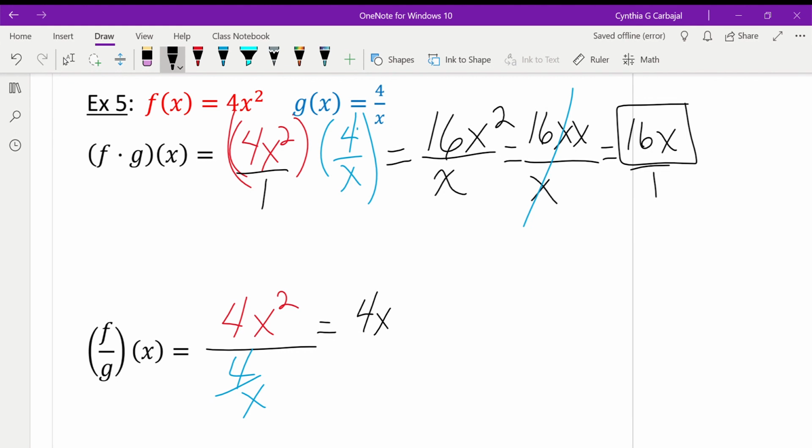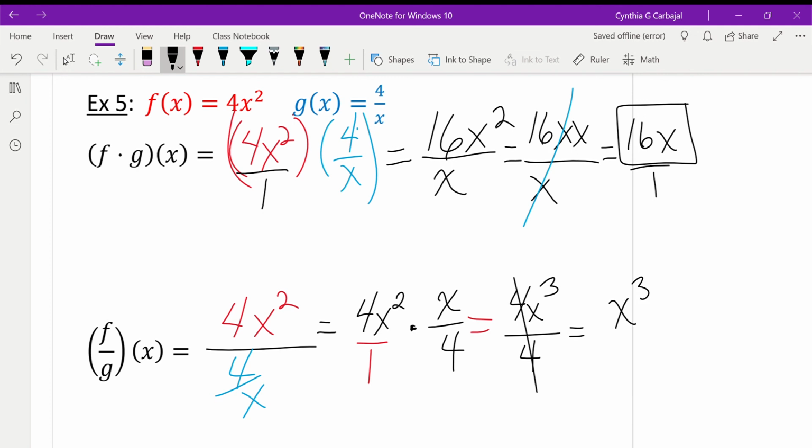your procedures for multiplying or dividing by fractions, when we want to divide by a fraction, we multiply by its reciprocal. The reciprocal of 4 over x is x over 4. Then we can put a little 1 underneath the 4x squared so we can multiply straight across. So 4x squared times x is going to be 4x to the third, and 1 times 4 is 4. Well, 4 divided by 4 is 1. You can put 1x to the third or just x to the third.